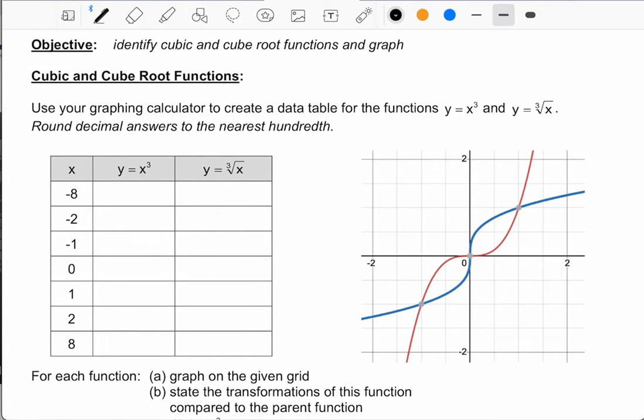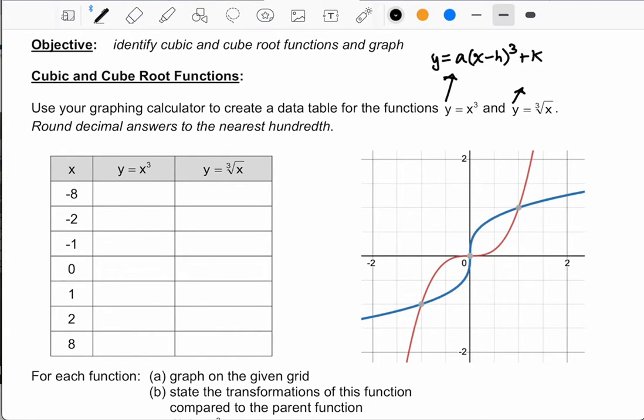All right, we're going to talk about cubic and cube root functions. They're structured very similarly to what we were doing with the absolute value, the quadratic, and also the square root functions. So if we're looking at the parent function for the cubic, that's the power of 3, it would be in the form of y equals a times x minus h to the third power instead of the second power plus k.